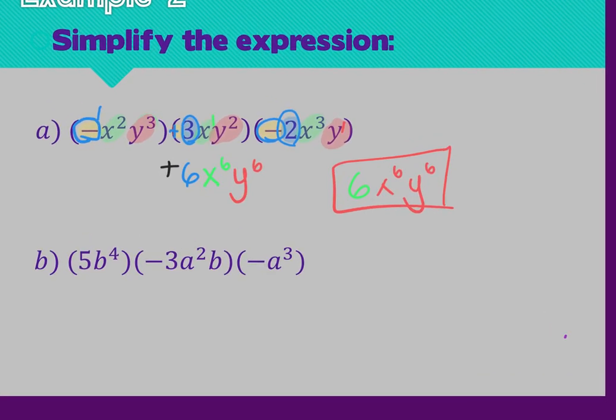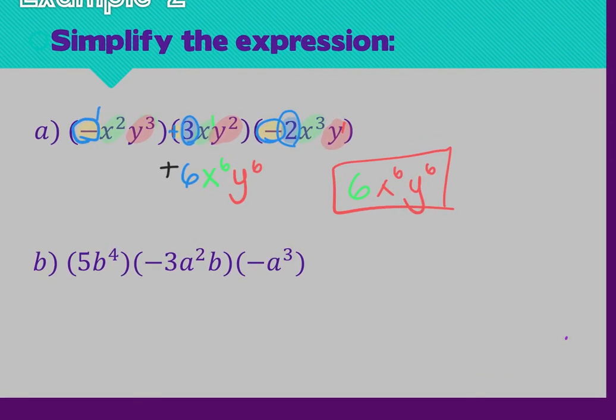Positive, right? That would be a positive. So if there's an even number of negatives, it's going to be positive, right? Because the negative times the negative is positive. There you go.